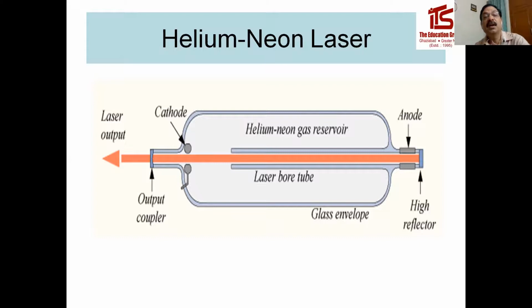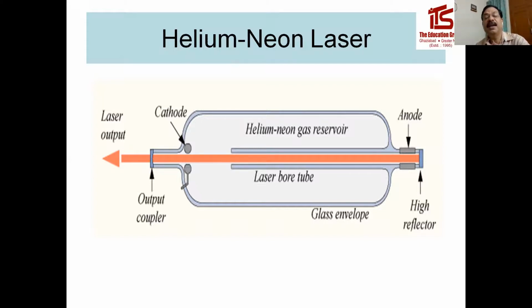The energy or pump source of the laser is provided by a high voltage electrical discharge passed through the gas between electrodes within the tube. Here in this diagram, these are two electrodes. This is the cathode and this is the anode. A DC current of 3 to 20 milliampere is typically required for continuous wave operation.